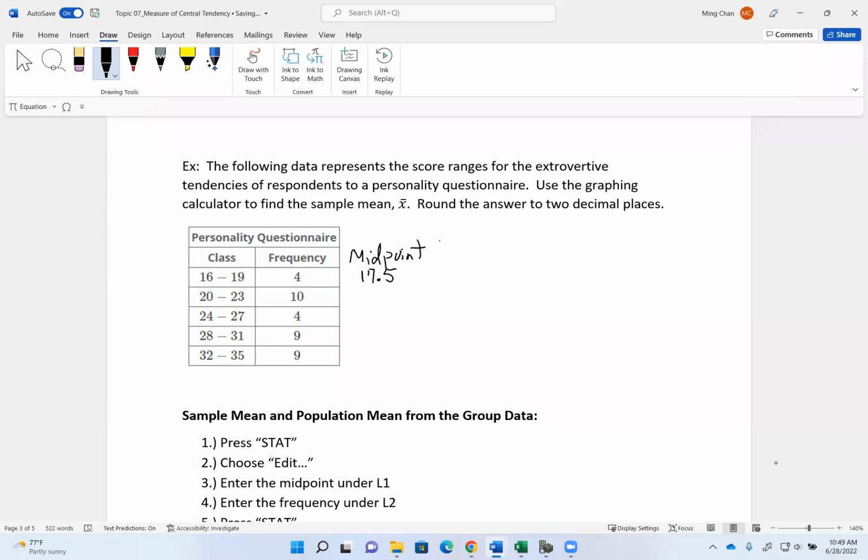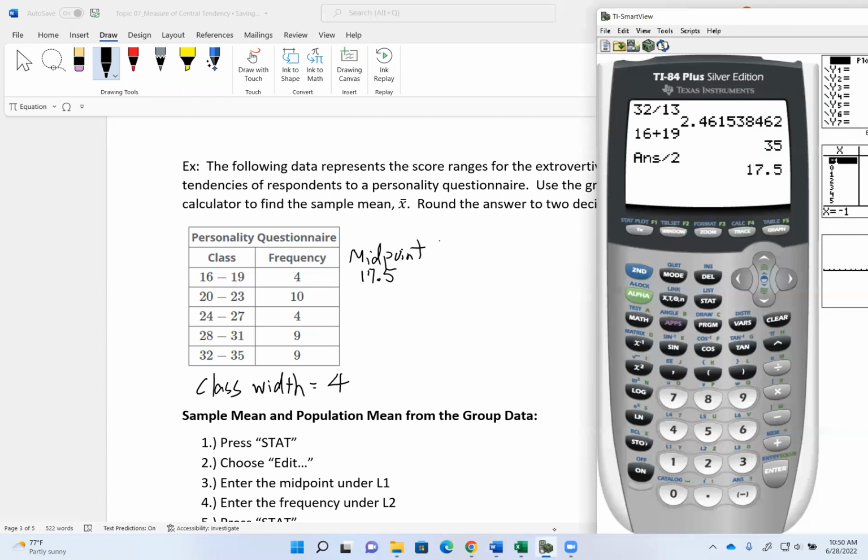All right, if you find the class width, which is 20 minus 16, right? 2 consecutive lower class limits or upper class limits subtracted. My class width is 4. So from the midpoint, I just keep on adding 4, and that will give me the midpoint for the other classes. So if I add 4, that's 21.5.